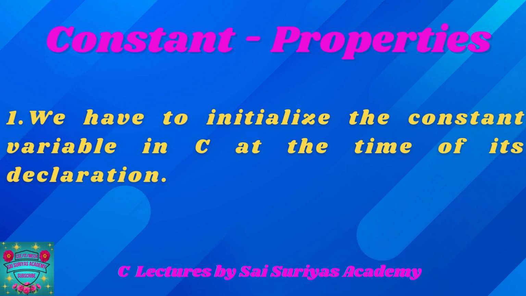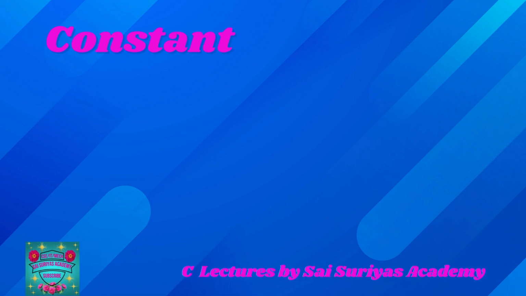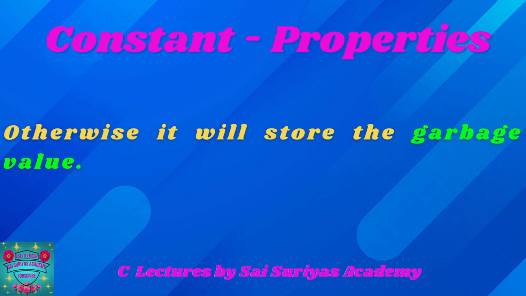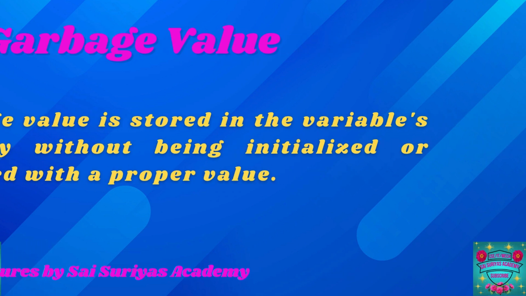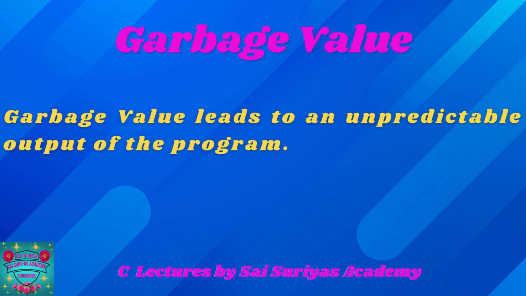The first one is that we have to initialize the constant variable in C at the time of its declaration. In the declaration part itself, we have to initialize the constant variable. Otherwise, it will store a garbage value. Garbage value is nothing but a value stored in the memory location by itself. That is, it is not a proper value. Garbage value is stored in the memory of a variable without being initialized or declared with a proper value. If it assumes a garbage value, it will lead to an unpredictable output of the program. So we have to declare the constant variable and assign a value to it. Then we will get the proper output.